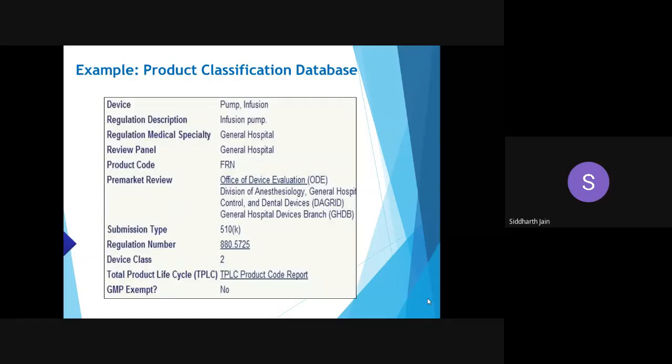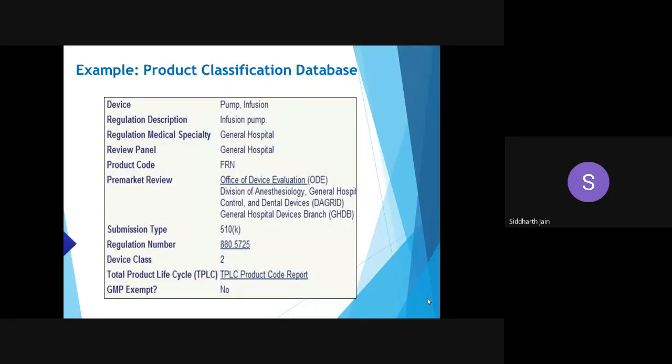Further to that, the regulation number. Here you can see it is written 880.5725. As I discussed earlier, there are different parts of 21 CFR, from 868 to 898. Infusion pumps fall under the part of 21 CFR 880. And if we go further under 880, there are different numbers which are already listed by the USA FDA.